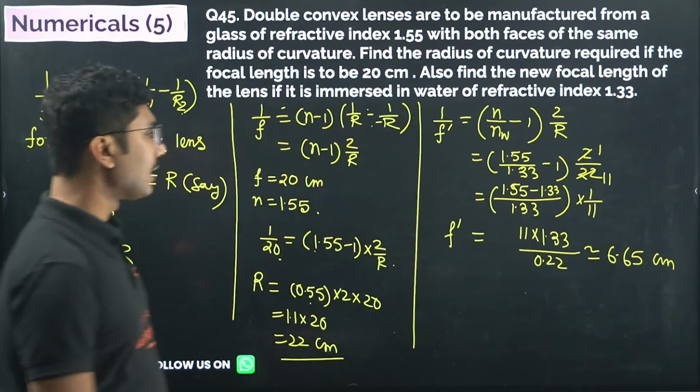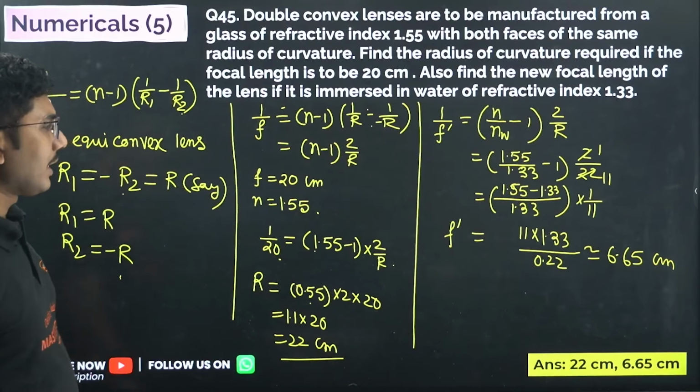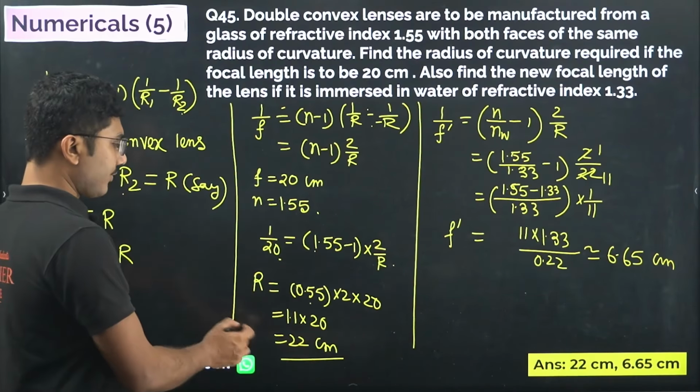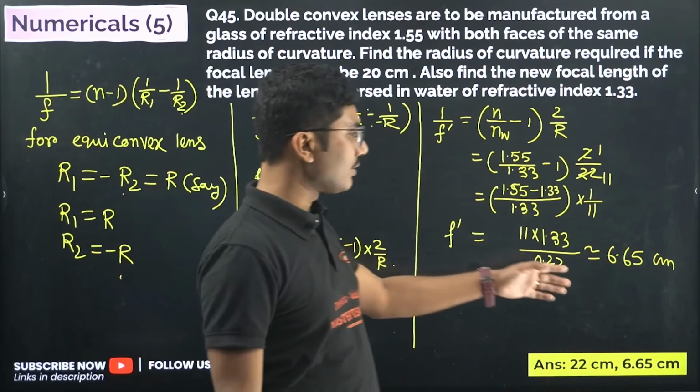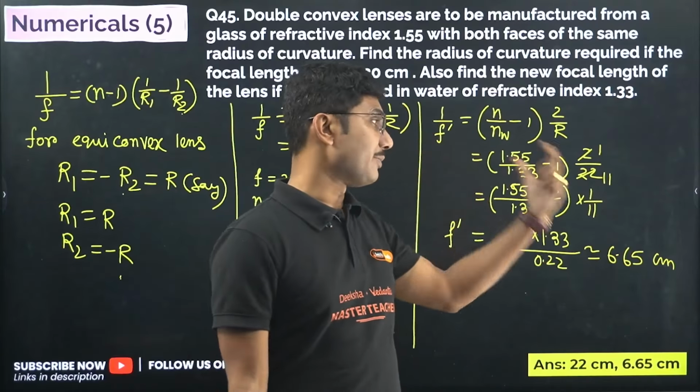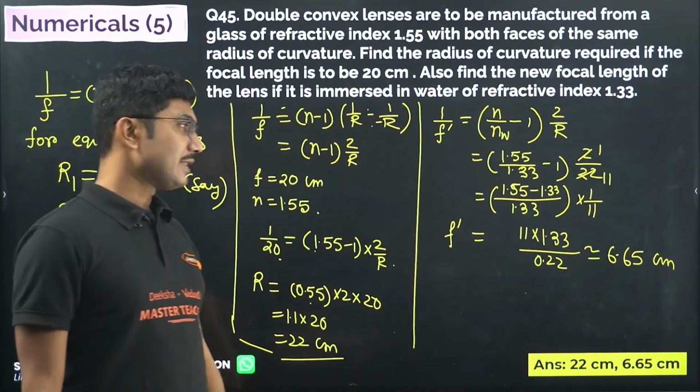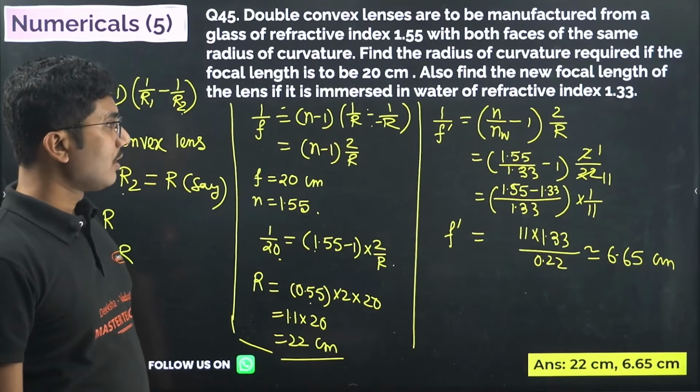You can use a calculator to calculate the focal length. So you will get 22 centimeter as the radius of curvature, and once it is immersed in water, the 20 centimeter focal length becomes 6.65 centimeter. Okay, clear?